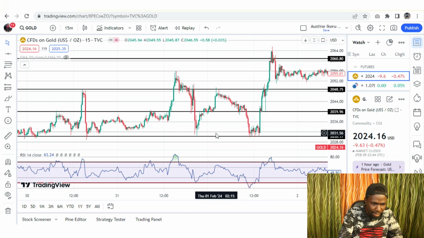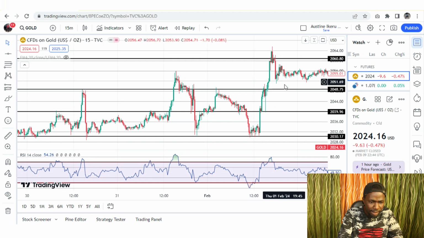The RSI enters into the overbought condition, and the price approaches close to the resistance level, and the price rallied down, right? This is another example here. You can see the price enters into the resistance level, and the RSI approaches close to the overbought condition, and the price rallied down. There are so many examples.